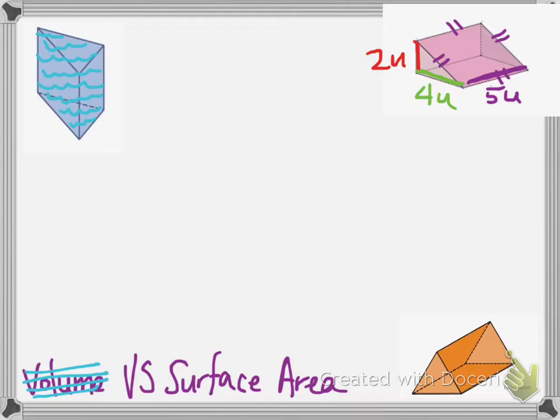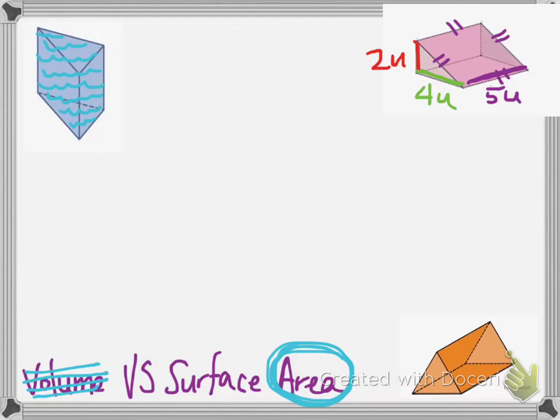Surface area has a magic word that should make the light bulb go off right away because you guys know what area is. And when you see area in the words surface area, you should be going ding, ding, ding. This is a square unit measurement. It is a flat measurement. Area is a flat measurement.